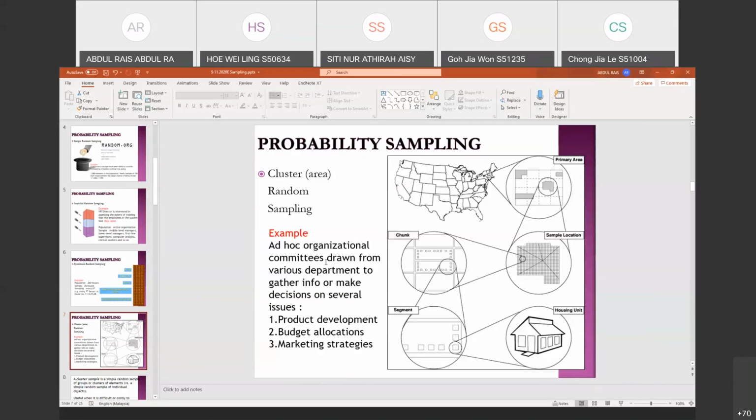Alright. Meaning tak perlulah kita ambil, kalau ada 13 negeri, satu negeri tu tak perlulah sampai 2-3 cluster. Kalau tak perlulah, just select a cluster where your sample population is situated.